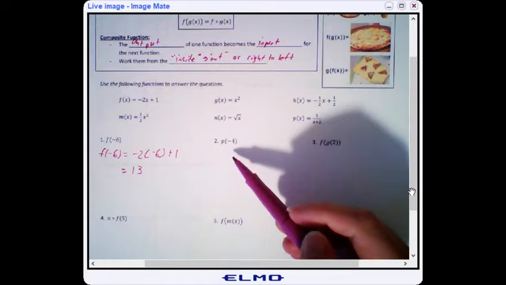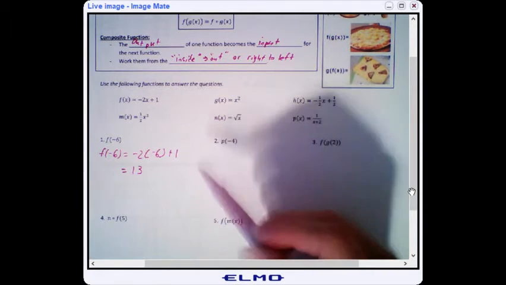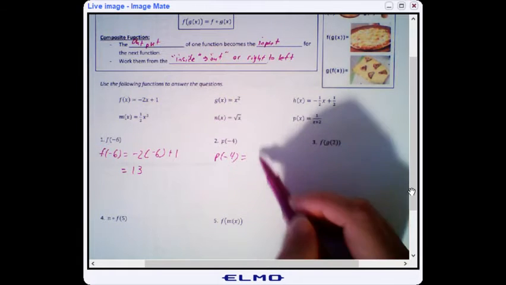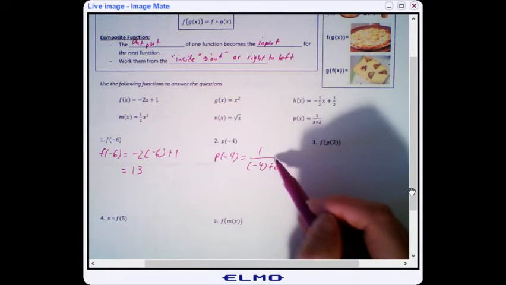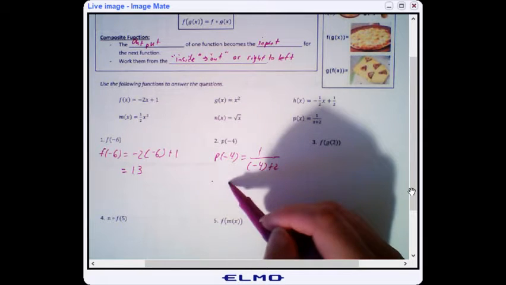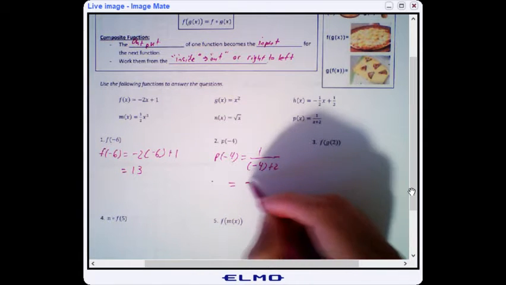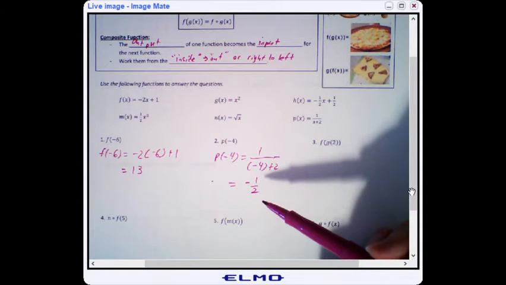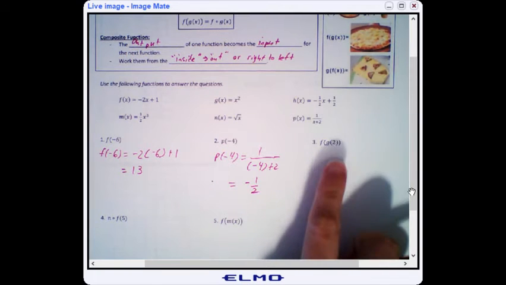P of -4, I'm going to take -4 and plug it where x is in the p function this time. So my p function is 1 over x plus 2, but instead of x, I'm going to put -4. So that's going to be 1 over -2, or -1/2. So if my input's -4, my output is -1/2. This is both Algebra 1 material. This is where we're going to get into our composite function.